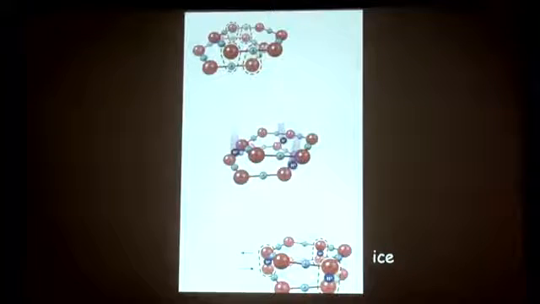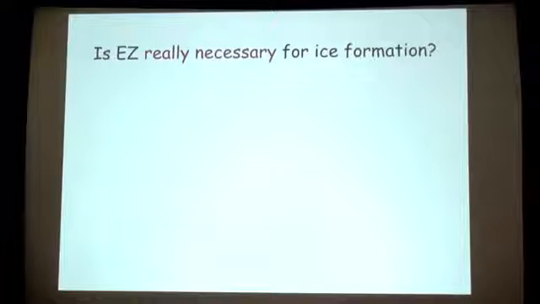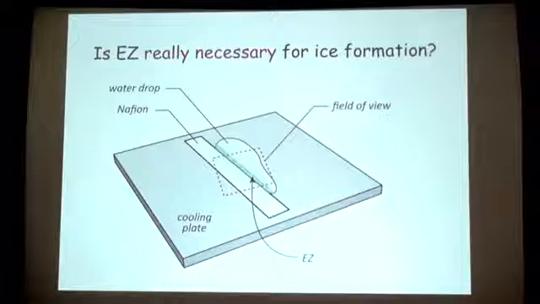And so now the question is, is this hypothesis borne out by evidence? Is the EZ really necessary for ice formation? And I'm going to show you that it is. This is one of several experiments that we've done to demonstrate that. So you see a cooling plate down at the bottom and a strip of Nafion sitting there. And we put a droplet of water right next to the strip of Nafion. So everything gets colder and colder. And you see the region of view in the next slide.